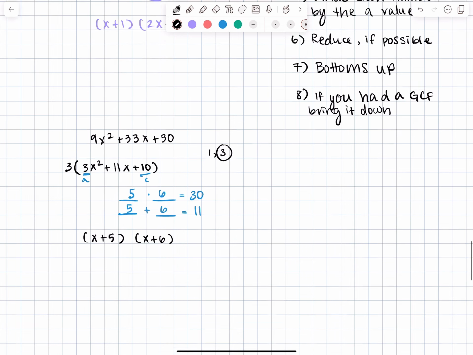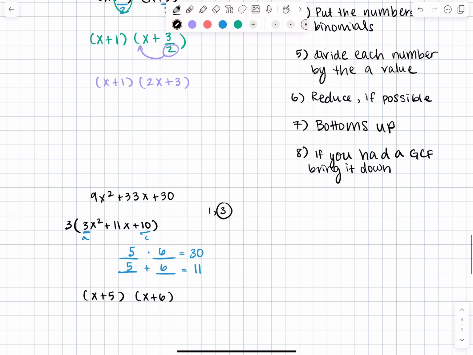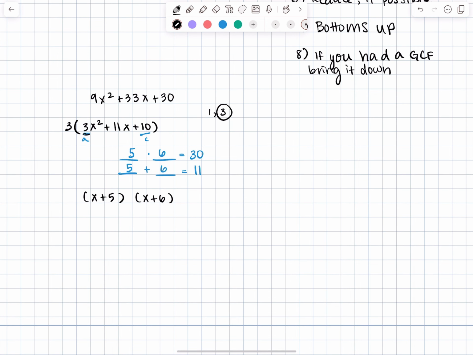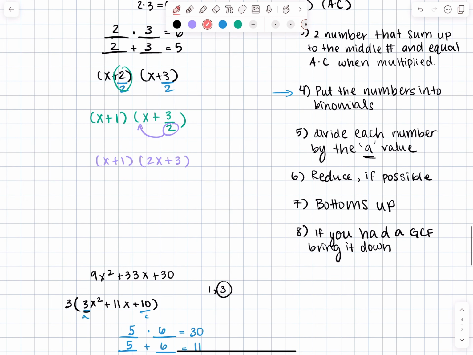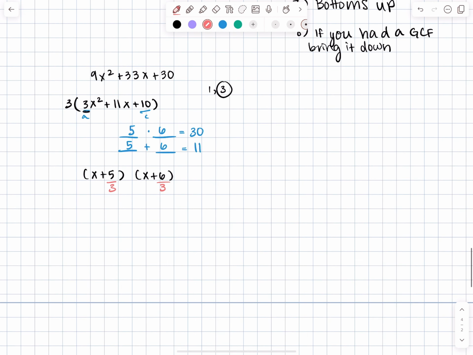Once you do this, we can move on to our fifth step, which is divide each number by the A value. Our A value here is 3. Remember, it's not 9, it's 3. So divide this by 3 and divide this by 3. Our sixth step is to reduce if possible. This one can't be reduced further, whereas this one can be. So x plus 5 over 3 times x plus 2.